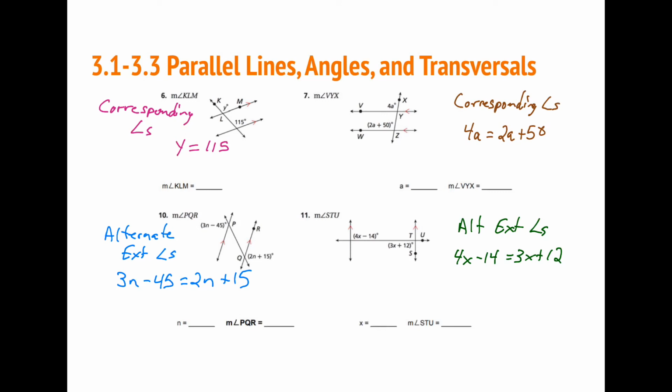All right, so you can see the top two are corresponding angles. So when we have corresponding angles and our lines are parallel, then we know those angles are congruent, which means their measurements are equal. So you can just set them equal to each other. The bottom row are both examples of alternate angles. So alternate exterior angles, and then alternate interior angles in number 11. So it doesn't matter if it's interior or exterior, these are going to be congruent. Those angles are going to be congruent if the lines are parallel, so therefore you set them equal to each other.